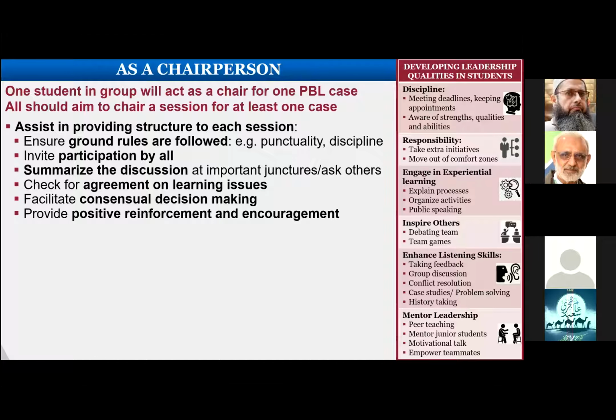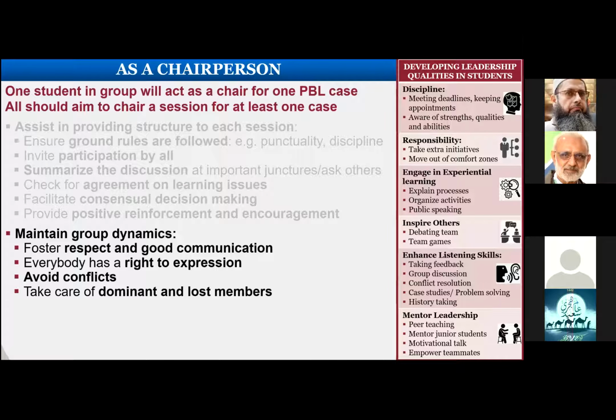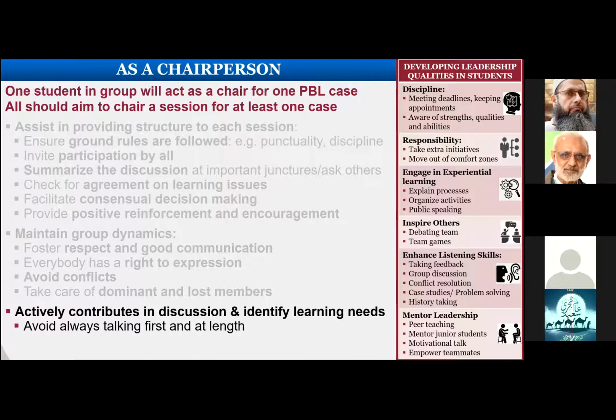The main function is to assist in providing structure to each session, ensure that the ground rules are followed, punctuality, discipline, etc. Invite participation by all, summarize the discussion, check for agreement on learning issues, make consensual decisions, and provide positive reinforcement and encouragement to the students. They also will help in maintaining the group dynamics, foster respect and good communication. Everybody has the right to expression, avoid conflict in the group, and take care of the dominant and lost members. Actively contribute in discussion and identify the learning needs.